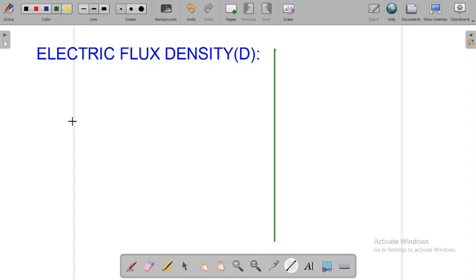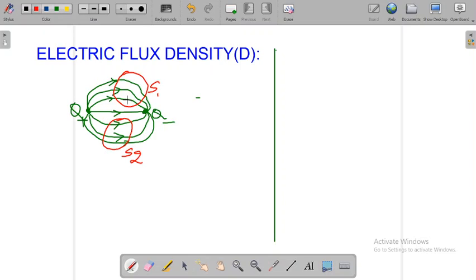Let us consider a positive charge like this, q positive. Lines start at a positive charge and terminate at a negative charge. This flux or field lines emanate from the positive charge. This is the location of the positive charge, and this is the location of the negative charge. Field lines start at the positive charge and terminate at the negative charge like this one, this one, this one. Of course, we can draw another line like this also.